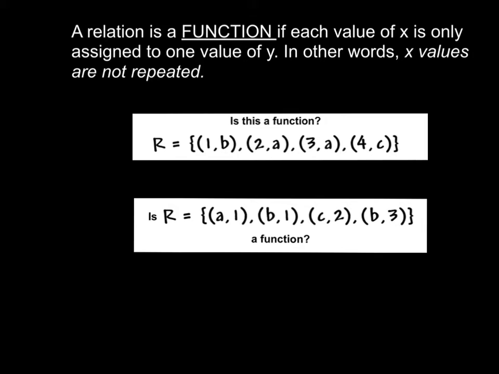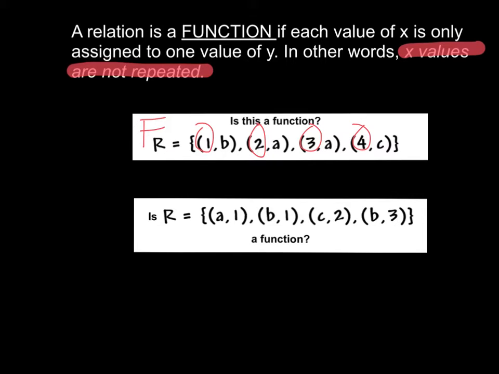So what is a function? A relation is a function if each value of x is only assigned to one value of y. In other words, x values are not repeated. Again, x values should not be repeated. So let's look at this first example. Focus on the x values. We have a 1, a 2, a 3, and a 4. Are any of those numbers repeated? Nope. So therefore, this is obviously a function.